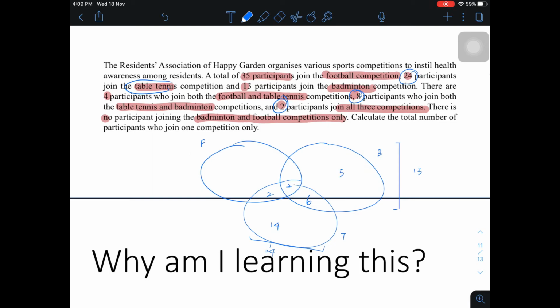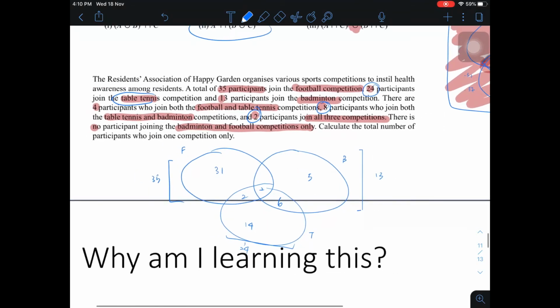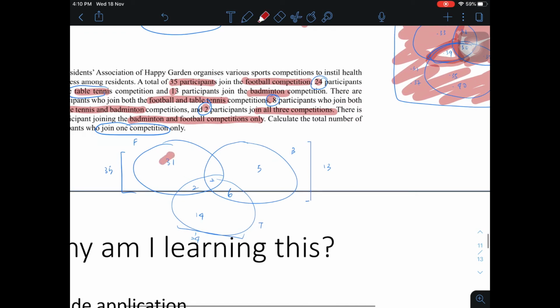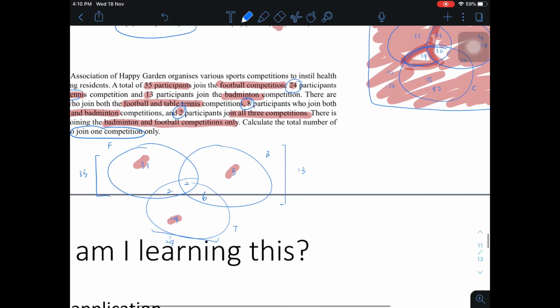And for football, we have 35. So 35 minus 2 minus 2 equals to 31. So they want the total number of participants who join only one competition. So that would be this, this, and this, because only they join a single competition, which is either badminton, table tennis, or football. So the answer would be 31 plus 5 plus 14, which is 15. Okay.